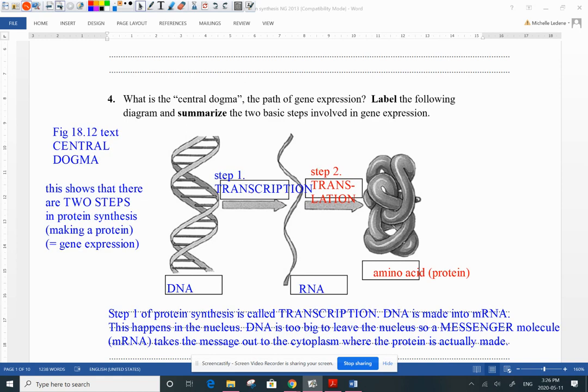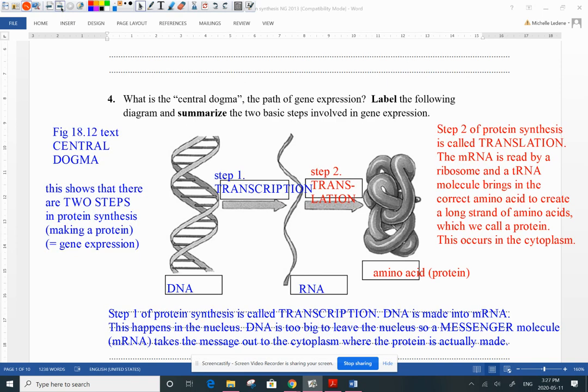So transcription is happening where DNA is such a big molecule, it can't leave the nucleus. So you have to make a messenger. That messenger, mRNA, M stands for messenger. So now this little mRNA can leave the nucleus and take the message out to the cytoplasm, and that's where the protein is actually made. So the transcription is happening in the nucleus. DNA is being made into a different language, the language of mRNA.